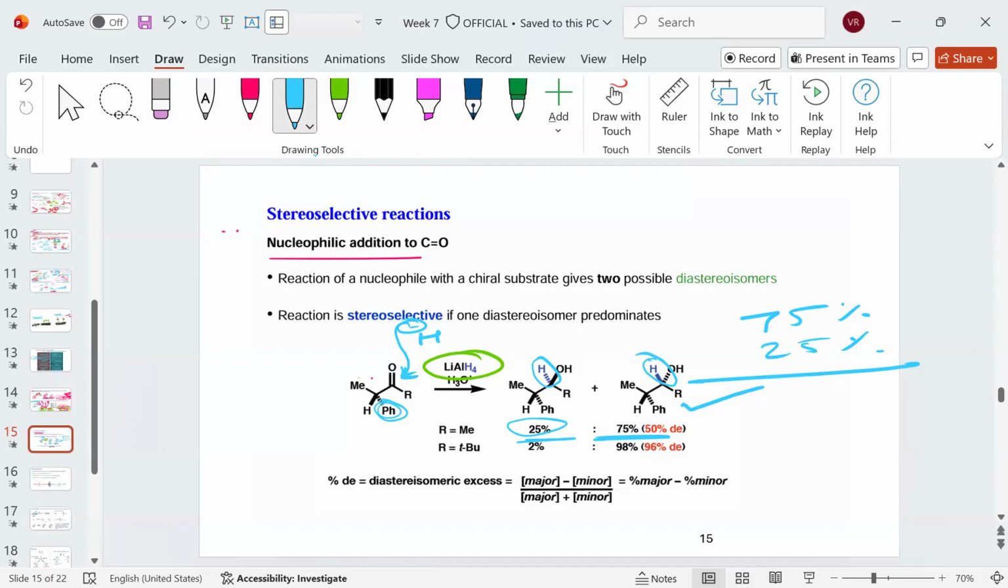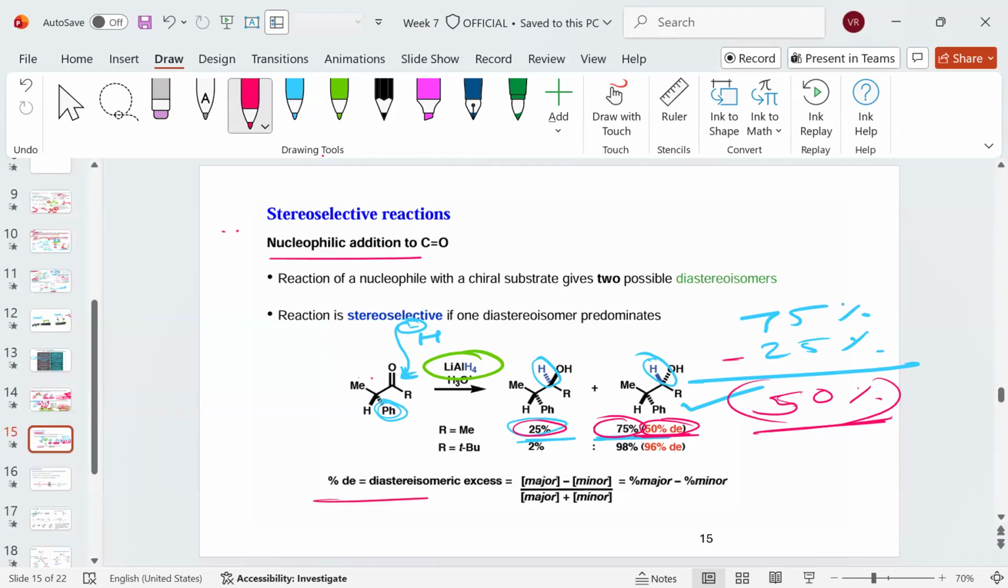So if you look at the diastereomeric excess, this is just normal subtraction. We have a 50% excess of the major enantiomer, which represents the diastereomeric excess. So in this reaction, the diastereomeric excess is 50%. And if you look at the diastereomeric ratio, the ratio is 75 to 25. So that's the diastereomeric ratio.